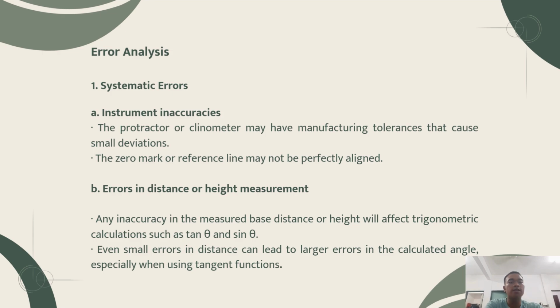The second one is measurement error. Any small mistake in measuring the base distance or height has a ripple effect because we are using trigonometric functions like tangent and sine. Even a tiny error in distance can amplify into a much larger error in the final calculated angle.